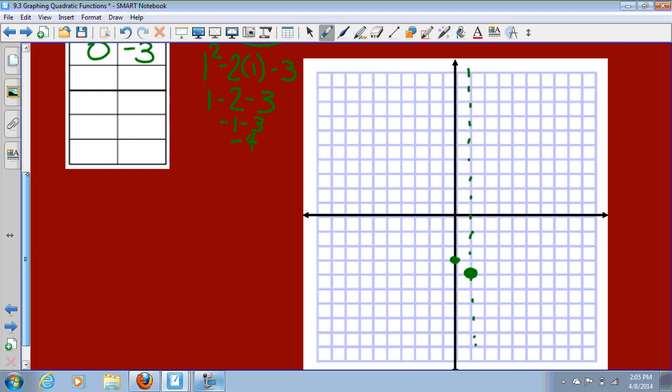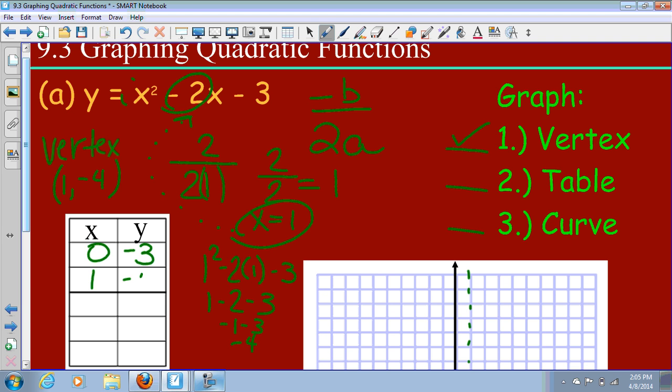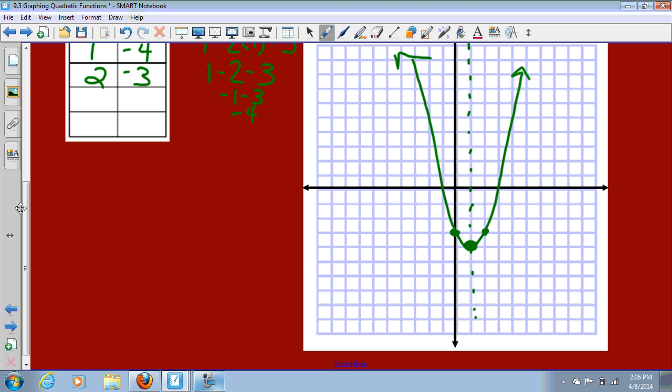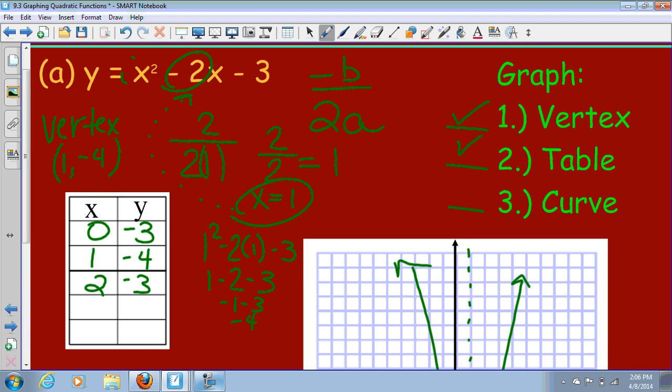Let's try 1. Can I try 1? Sure. It's another easy one. We already have x is 1. We know it's negative 4. Let's try 2. 2 squared is 4. Negative 2 times 2 is negative 4. So that's 0. 4 minus 4 is 0. Minus 3 is negative 3. So 2, negative 3. You're going to notice some similarities that we're going to get to in the next lesson. But I have some points here. We could go out more, but I'm just going to go ahead and draw my smooth line. As long as you have identified the vertex, right here, and the axis of symmetry, x equals 1, you've got the main points of the parabola. So we have a table, and we have a curve.